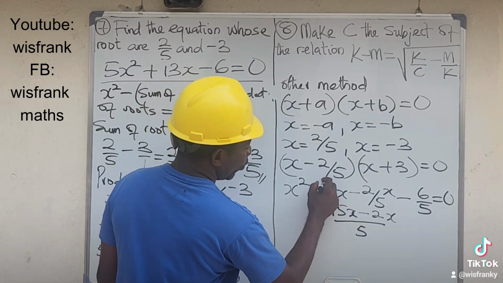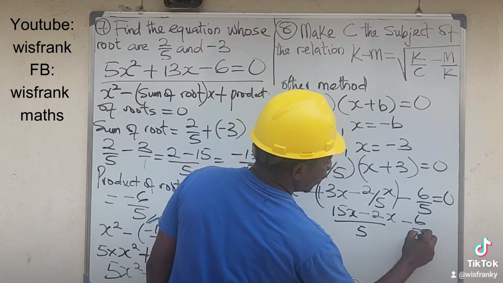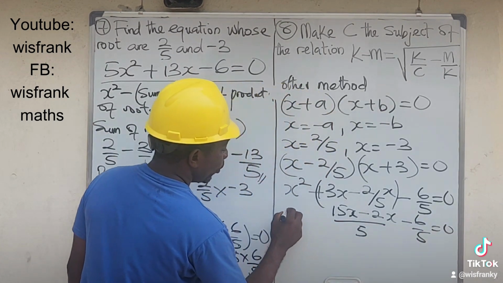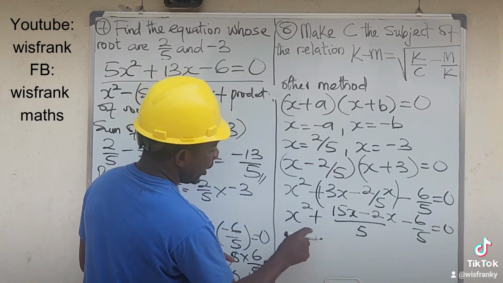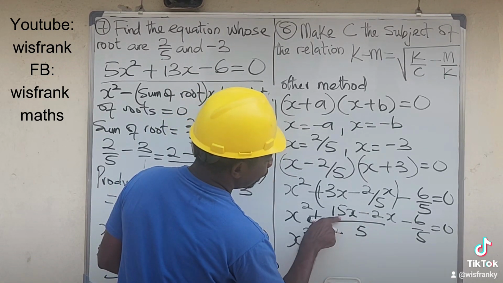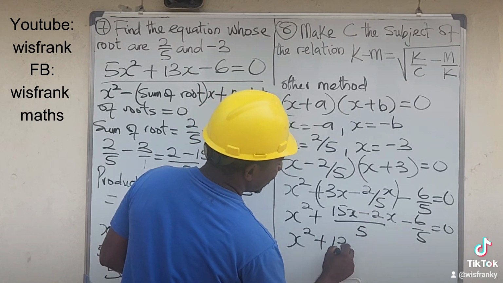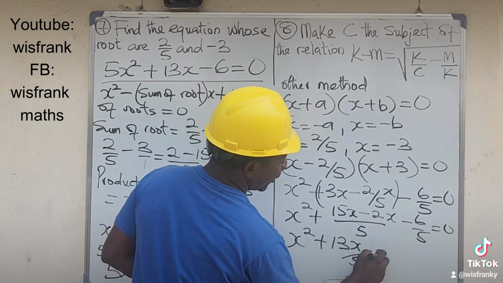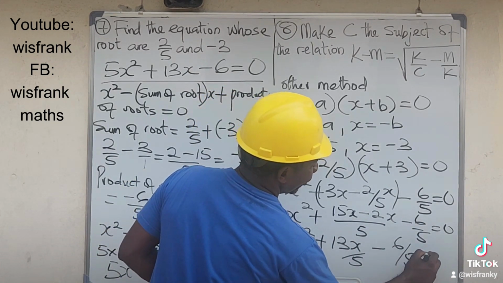So this is where we are solving now. Minus 6 all over 5 equals 0. Then we bring down x squared plus. So here we have x squared plus 15x minus 2, which will become 13x all over 5, minus 6 all over 5 equals 0.